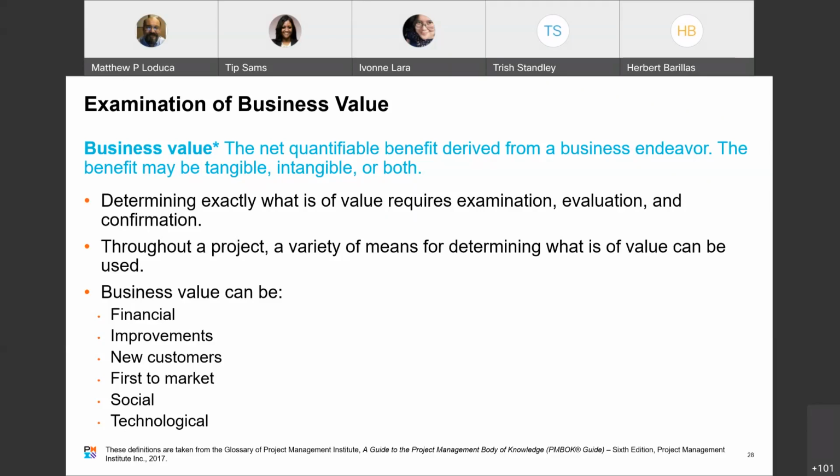And then new customers, of course, generally speaking, it's financial. More new customers means more money. New customers, new money. Being first to market, again, generally first to market is financial. We get there first. People come to us instead, and they spend their money with us.